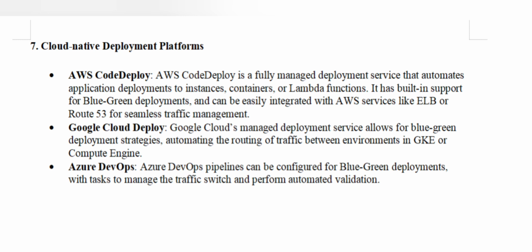The next is Google Cloud Deploy. Google Cloud's managed deployment service allows for blue-green deployment strategies, automating the routing of traffic between environments in GKE or Compute Engine. Then the third one is Azure DevOps. Azure DevOps pipelines can be configured for blue-green deployments with tasks to manage the traffic switch and perform automated validation.